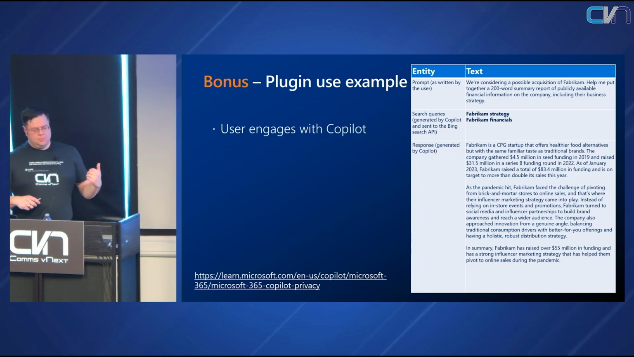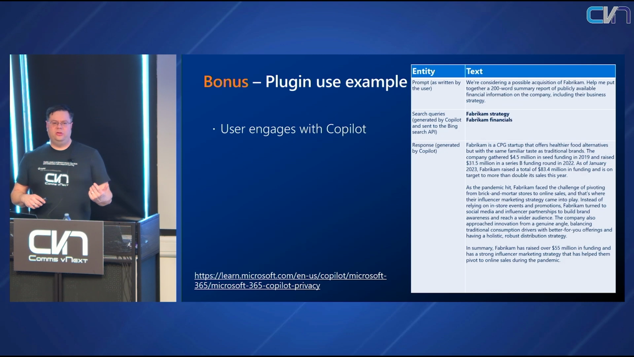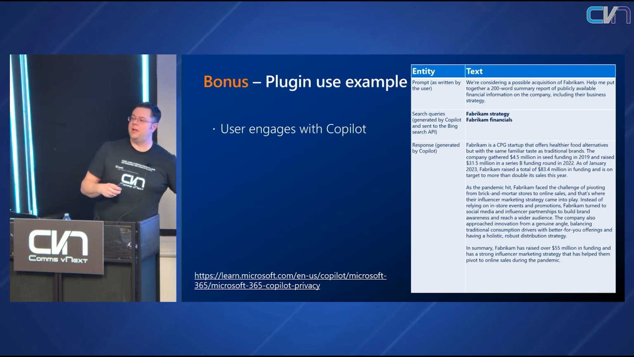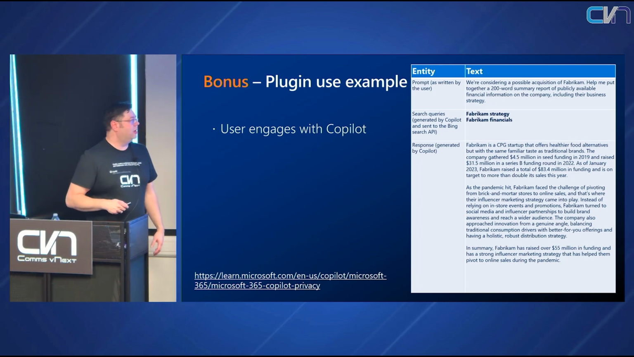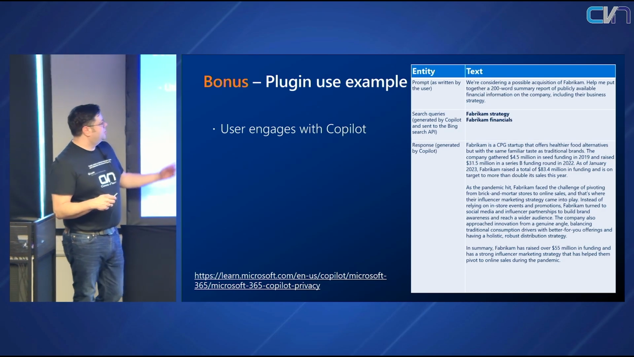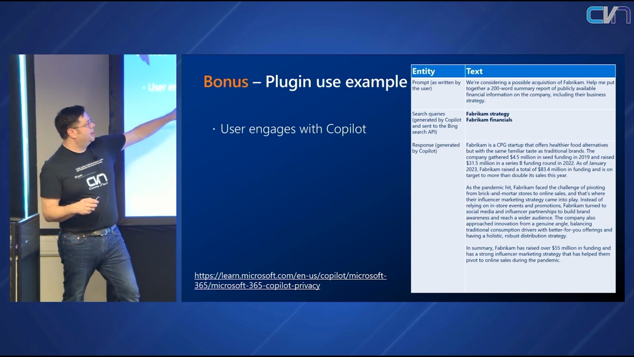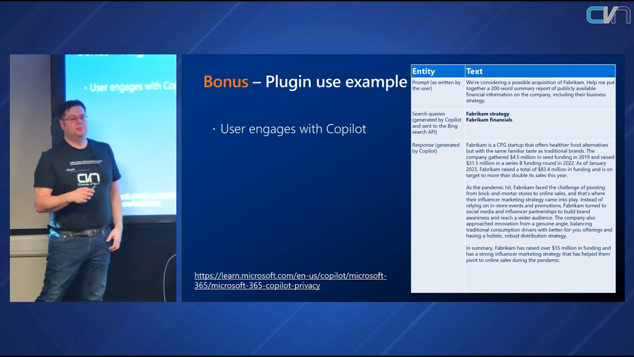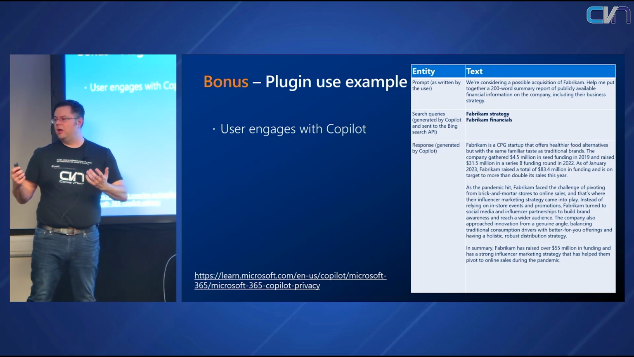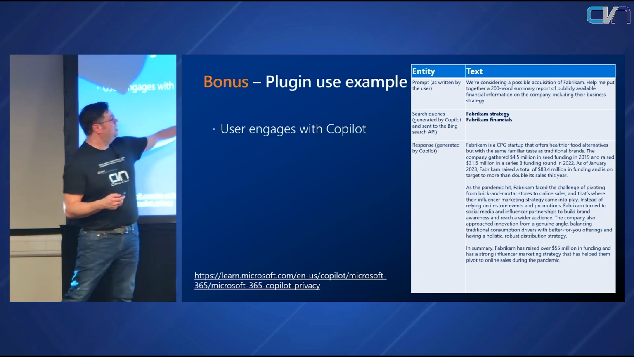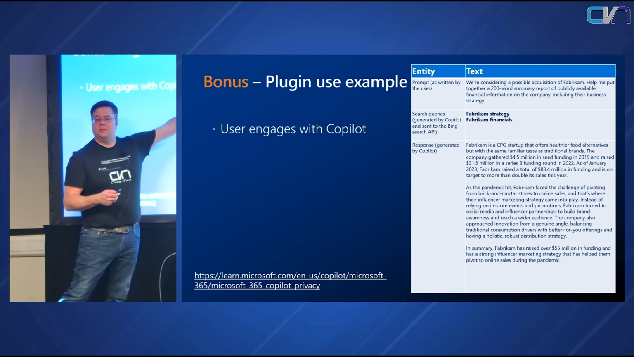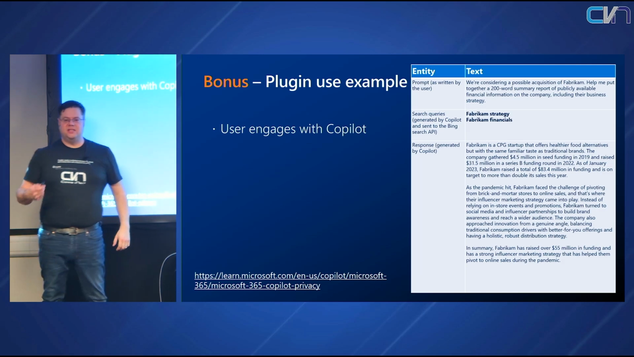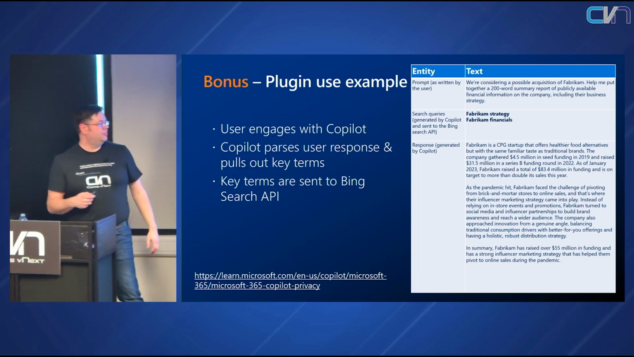Bonus slide. When you ask Copilot to do something against the internet, some people are concerned about, well, what actually is the data that has to go outside my tenant boundary, right? That has to be a query going outside. This example I'll squiz through, but when the user asks Copilot a question like, we're considering a possible acquisition, can you tell me about financials for that company? That is actually the text that goes out to the Bing search API. Fabricum strategy, Fabricum financials, and that is the data that Copilot then passes to give me the response.